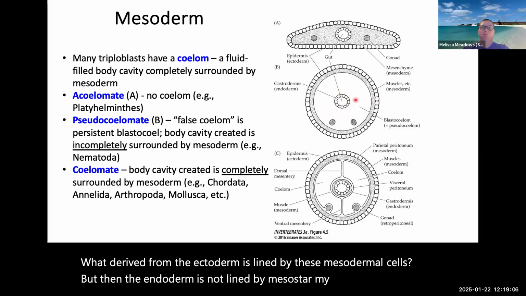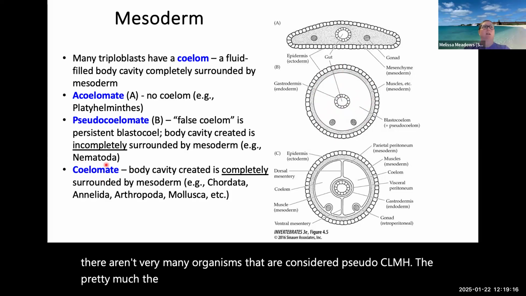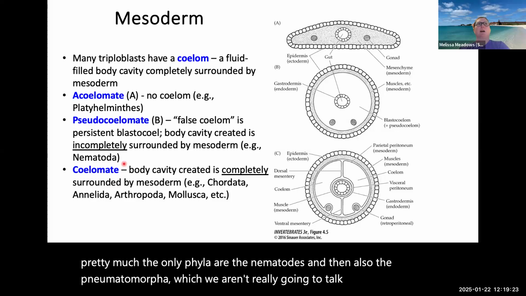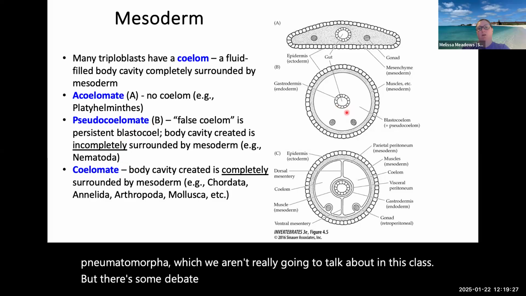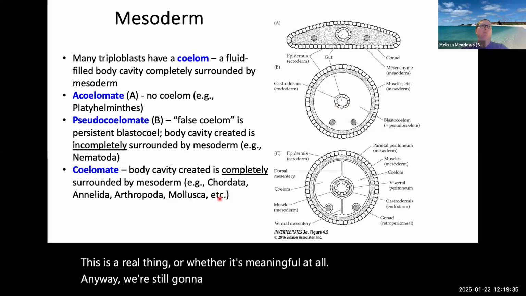mesodermal cells. Okay. There aren't very many organisms that are considered pseudocoelomate. Pretty much the only phyla are the nematodes and then also the nematomorpha, which we aren't really going to talk about in this class. But there's some debate over whether this is a real thing or whether it's meaningful at all. Anyway, we're still going to learn the terms.